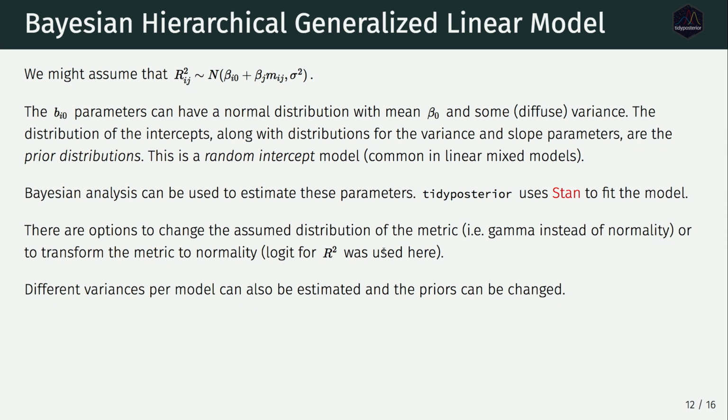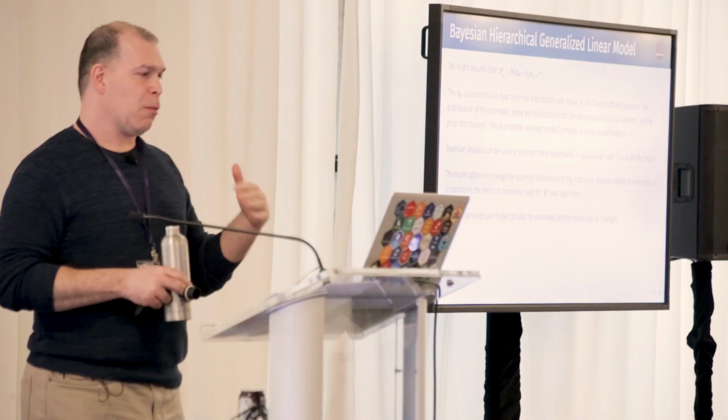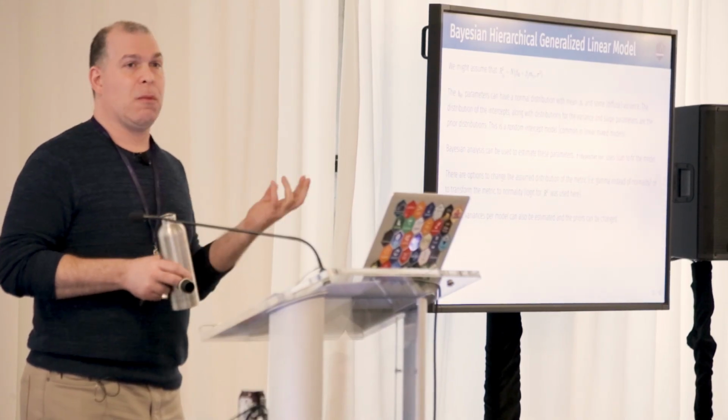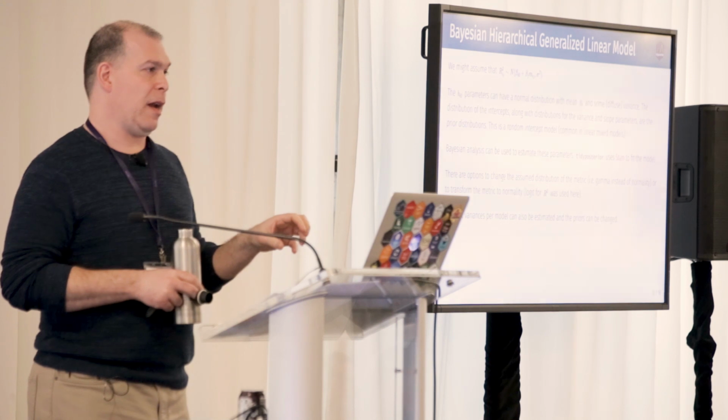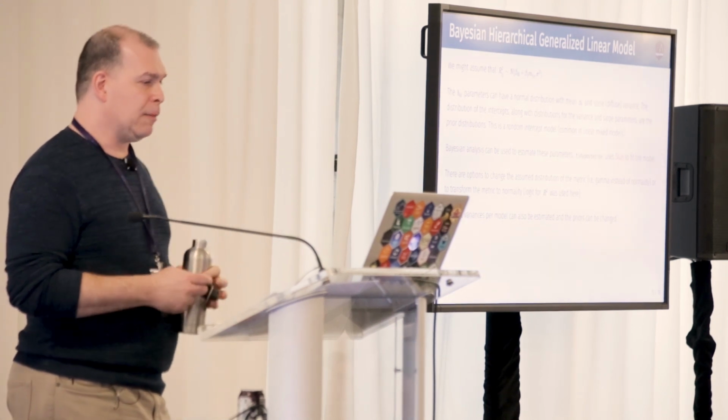But what this comes down to is we get a random intercept model, so we can account for the within-correlation problem and then treat it like it's a linear model, right? So we're going to model the R-squared data now. So that works pretty well.